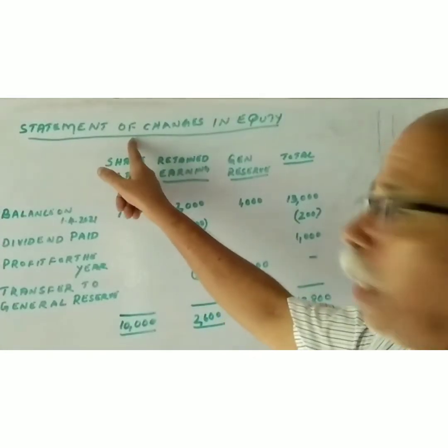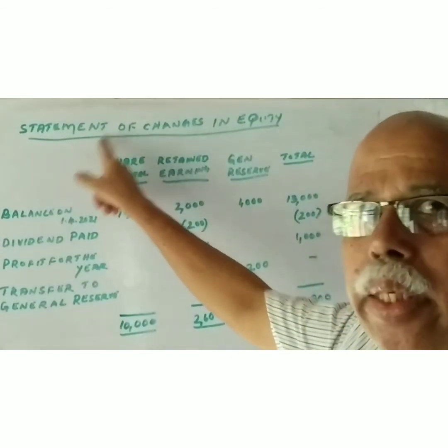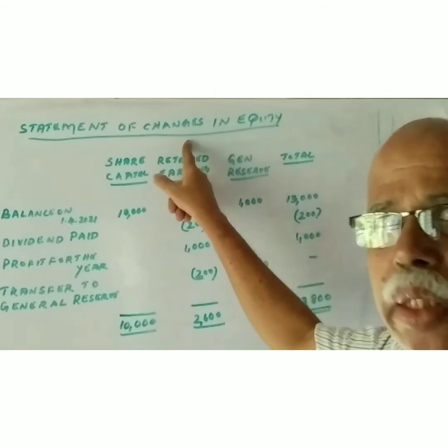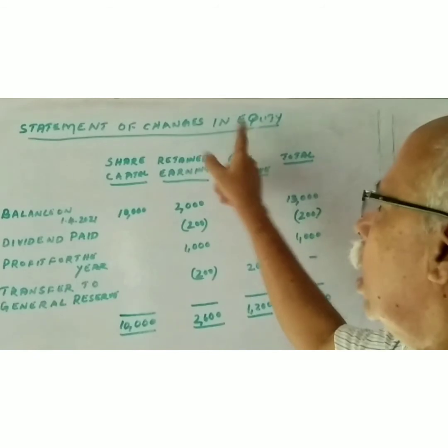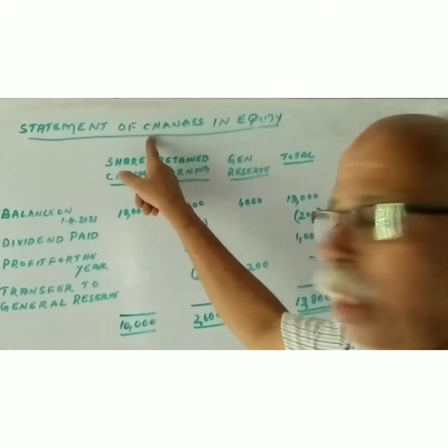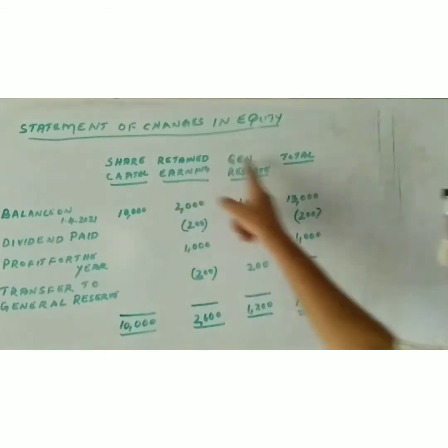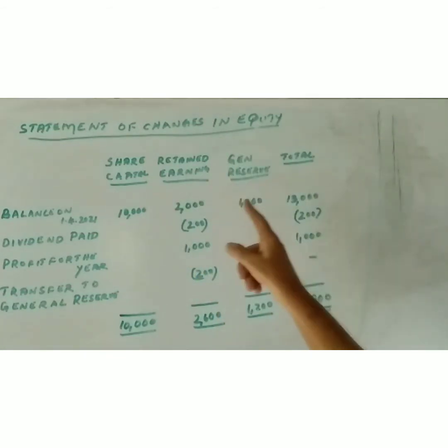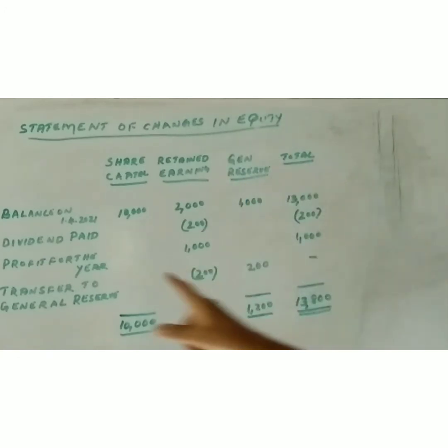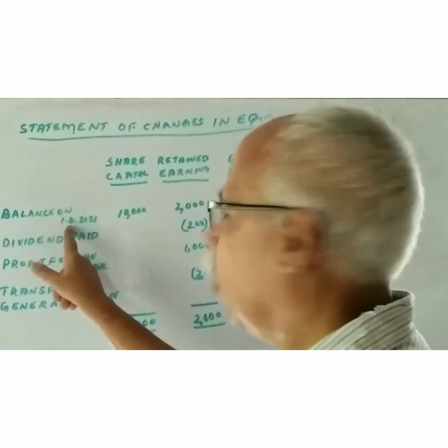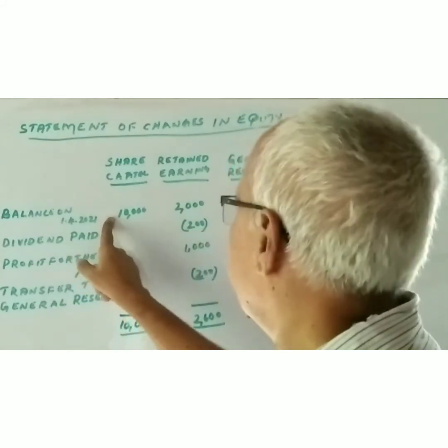Statement of changes in equity. This statement indicates changes in the various components of equity during a particular year. What are the components of equity? Share capital, retained earnings, that is surplus, then various reserves like general reserve, capital reserve, revaluation reserve, etc. Then total. It starts with balance on 1/4/2021. That is the first day of the current year.